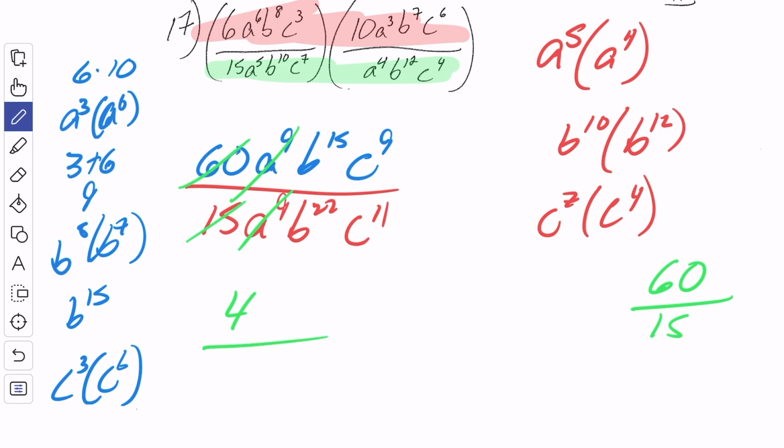I have more b's in the denominator, so I'll write b down here. 22 minus 15 is 7, so it's b to the 7th. And I have more c's in the denominator, so c will be down there as well. And 11 minus 9 is 2, so it is c squared. All right, and that is it for this video.